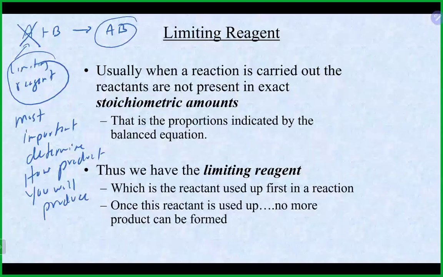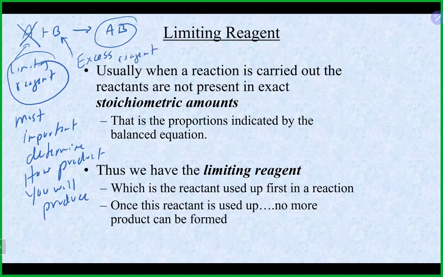The other reagent, for example, here B in my example, is known as the excess reagent. And the excess reagent, much like the name implies, you have plenty of. You dumped a bunch of it in there. It's not a problem. You actually will have some excess reagent still left over when the reaction is done. All the limiting reagent will be gone, but you'll still have some of that excess one.